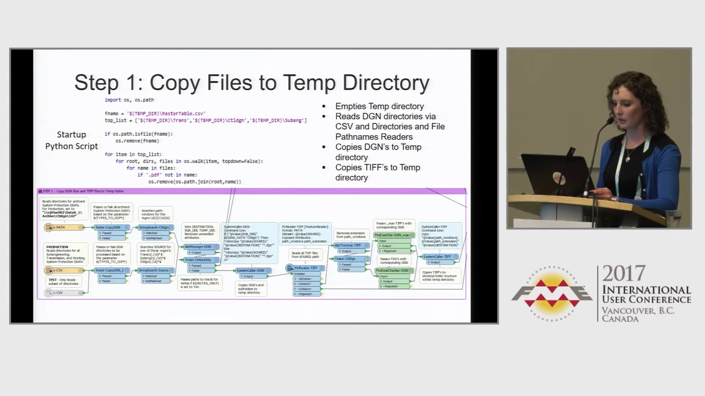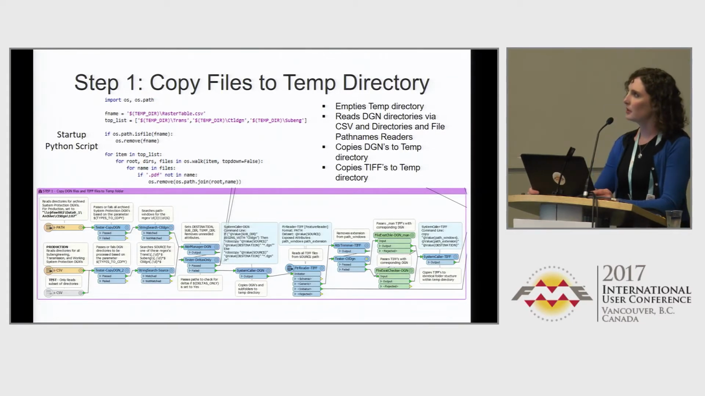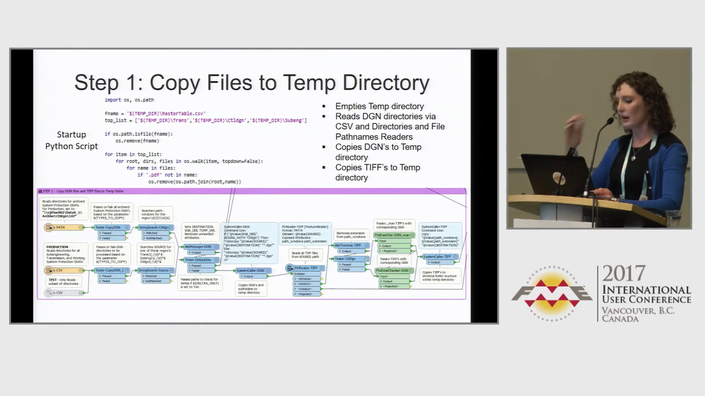In the first part, you can see the Python script I use on the left, and it goes ahead and finds that temp directory. There's a raster CSV file that's created from the script, and it makes sure that file is deleted, and then it empties all DGN and TIFF files from the temp directory.